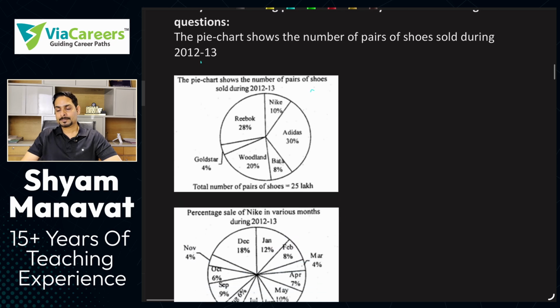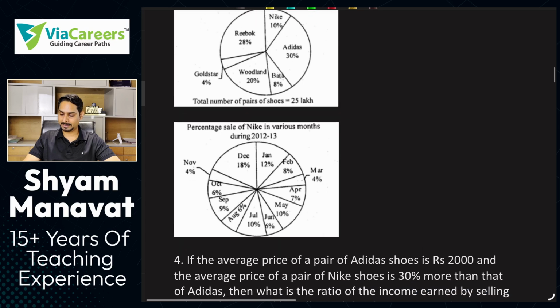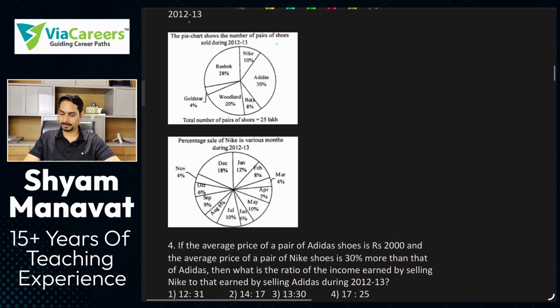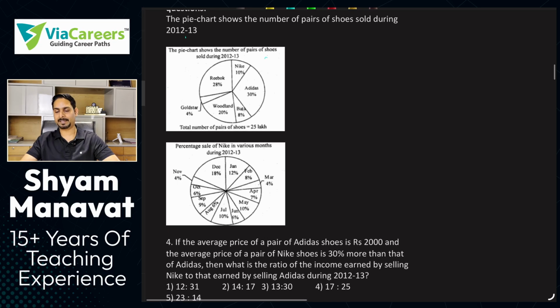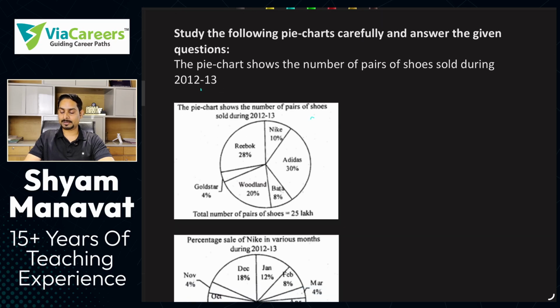Next, okay. So I have one more example. Now here, let me give you a view where you can try it by yourself. See if it is readable for you, then pause this video and attempt this question by yourself. Okay, the question is, let's see the data. The data is the pie chart showing the number of pairs of shoes sold during 2012-13. Okay, fine. So the first pie chart shows, as per the brand, Nike 10%, Adidas 30%. So here also the pie chart is divided. The data is distributed in the pie chart in the form of percentage, right?